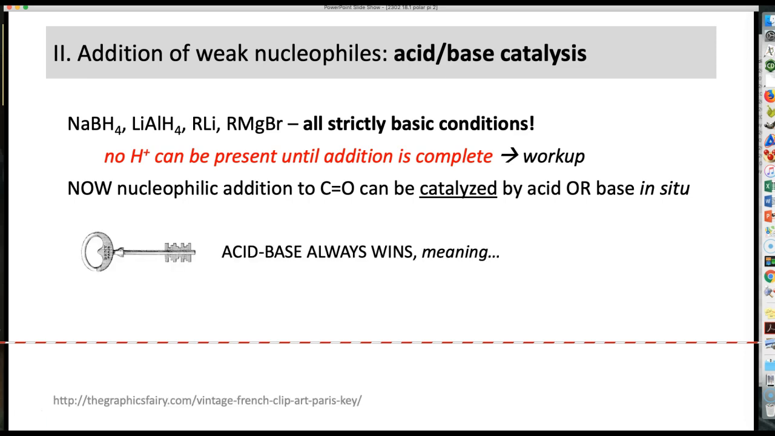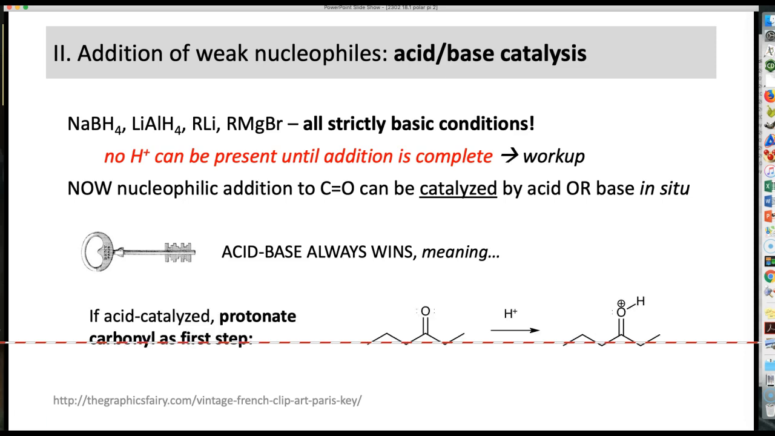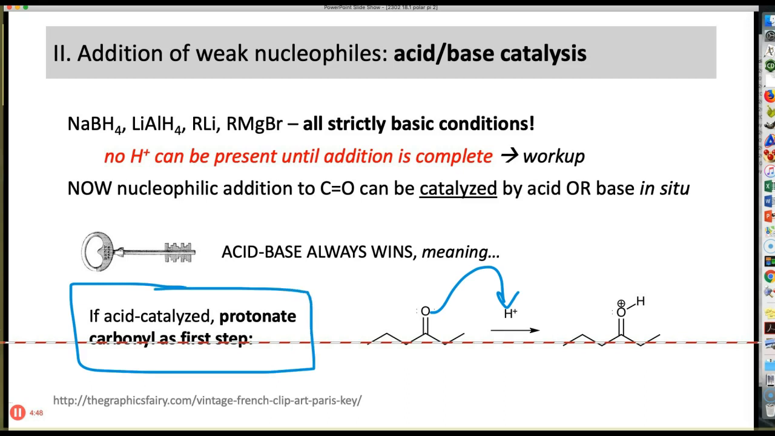So, going back to our mantra of acid-base always wins, because it's a really fast reaction, this means if you have an acid catalyzed reaction in this realm of chemistry, the first step will invariably be protonation of your carbonyl. Okay, so I'm going to put a box around this. If your reaction is acid catalyzed, this is what's going to result. That will be the first elementary step.